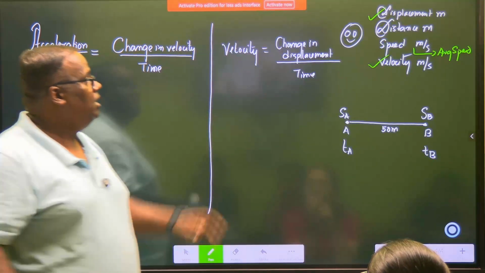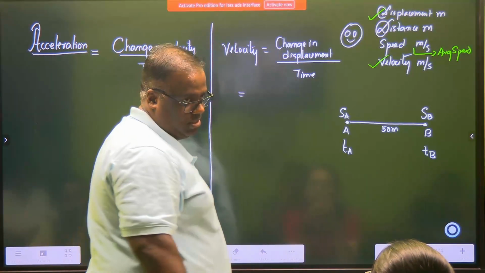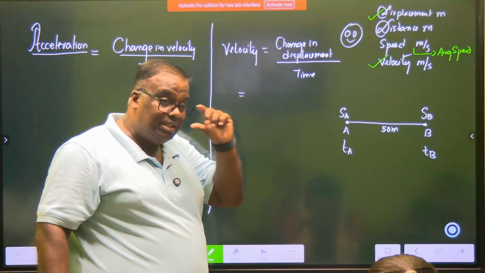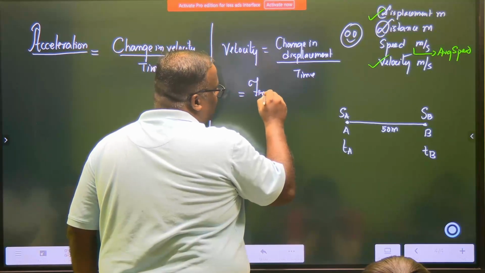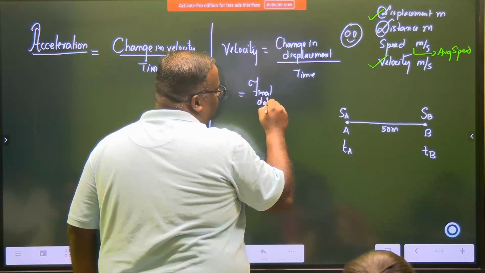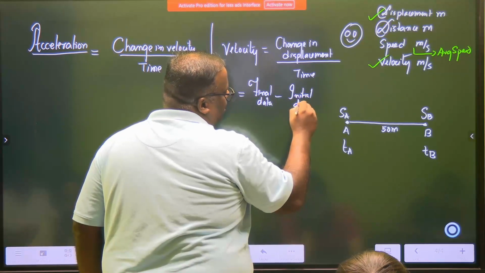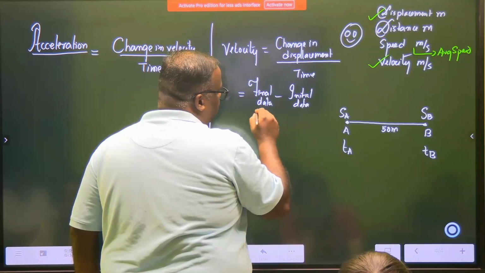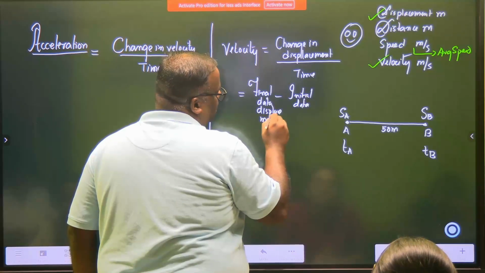Right? Now if I try to calculate velocity, I will say change in displacement. In order to get the right sign, in physics, change is always final data minus initial data. And what is your data here? Your data is displacement.